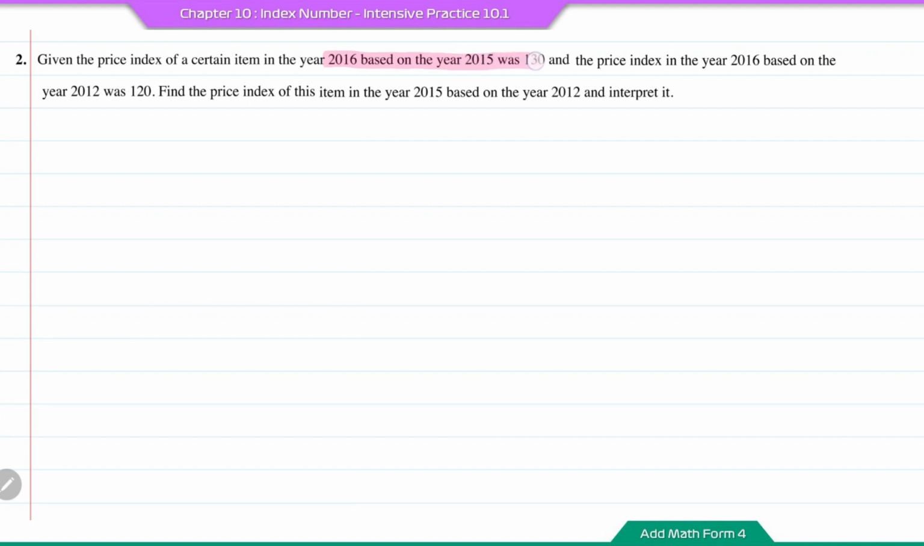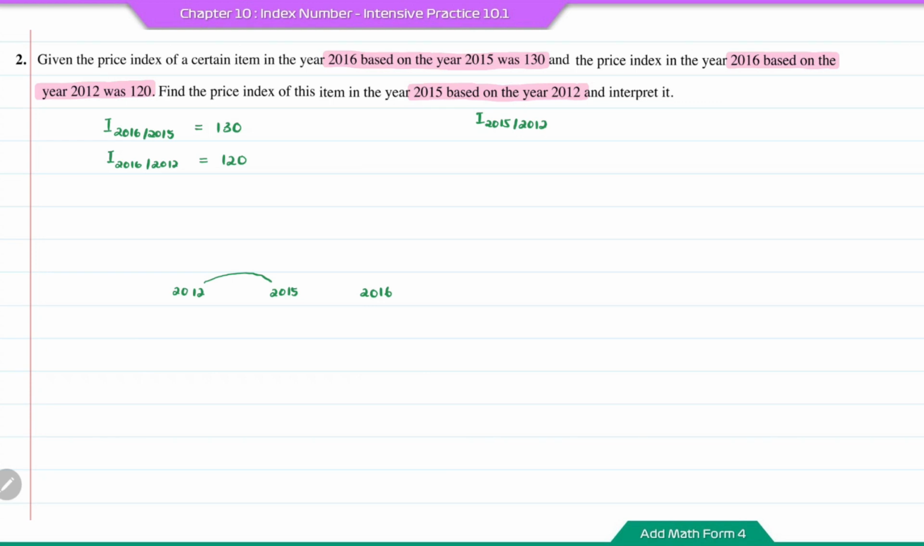From this information, we know that the price index in 2016 based on 2015 is equal to 130. And from this sentence, we know that the price index in the year 2016 based on 2012 is equal to 120. And the price index that we want to find is the price index in the year 2015 based on 2012. So the three years involved here are 2012, 2015, and 2016.